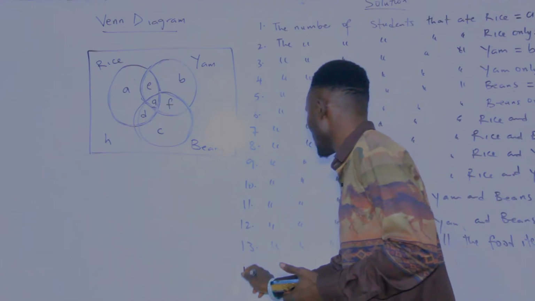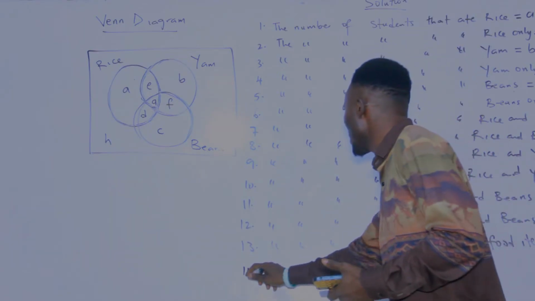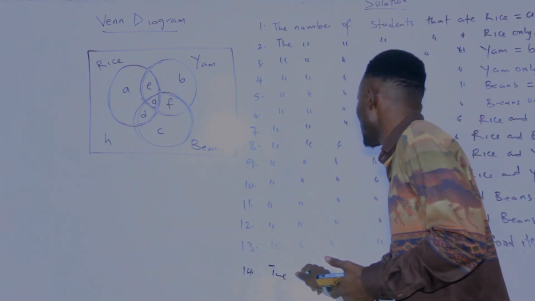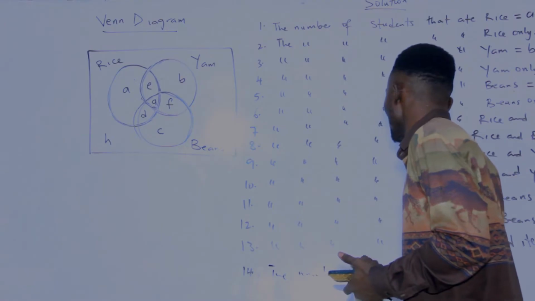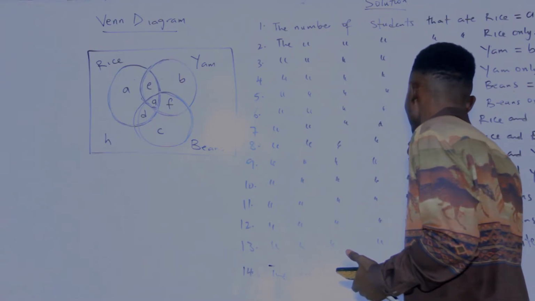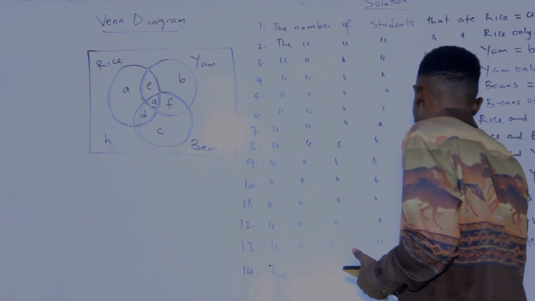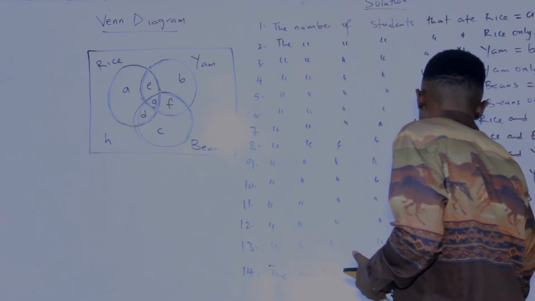You have number 14. Now they can ask you the number of students that didn't eat anything.